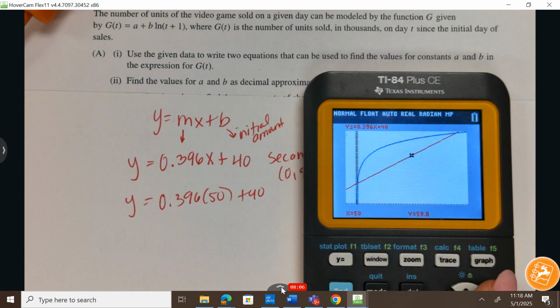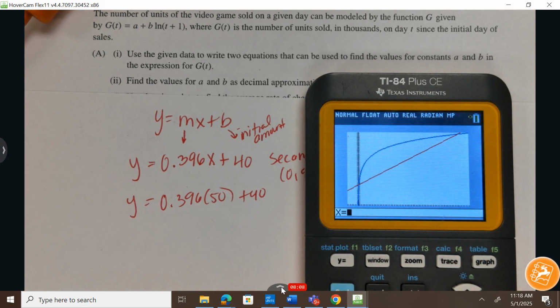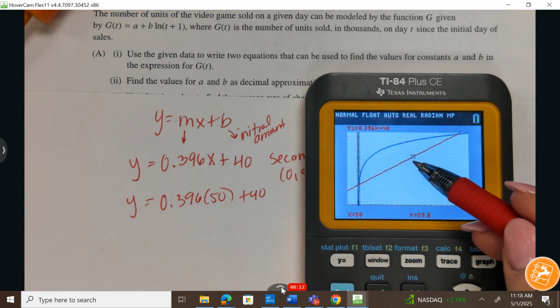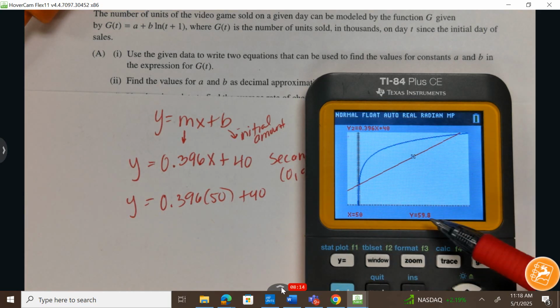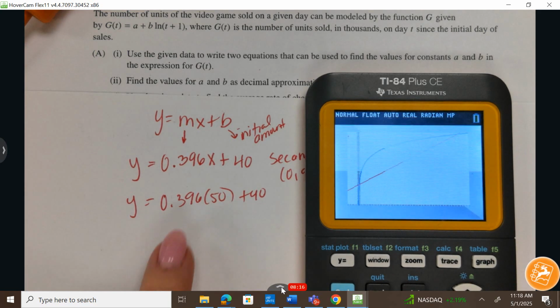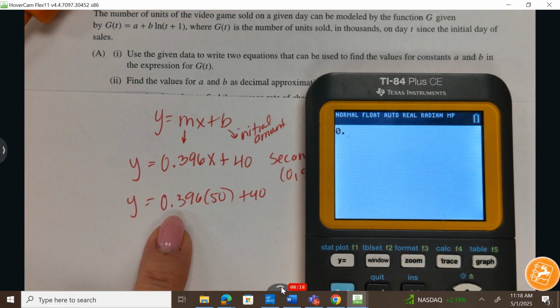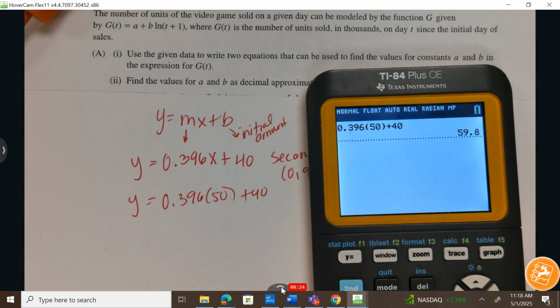So sorry, you can't see that. Again, I went second trace value up to 50, and I use the arrow to go down. This is the secant line that I'm trying to estimate using this model. So 59.8 thousand. Another way to do it is to type in the 0.396, take it times 50, and then add that 40 to it. And we can see that we get the exact same number.